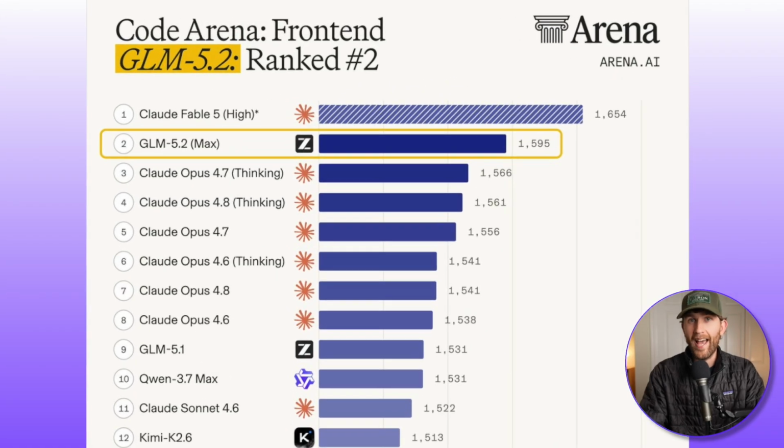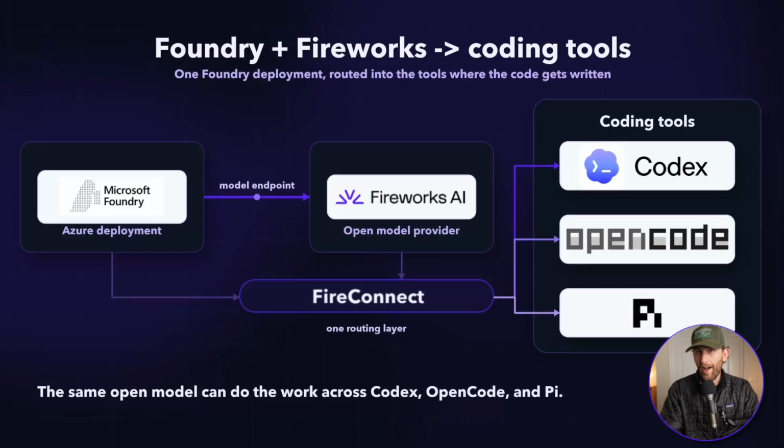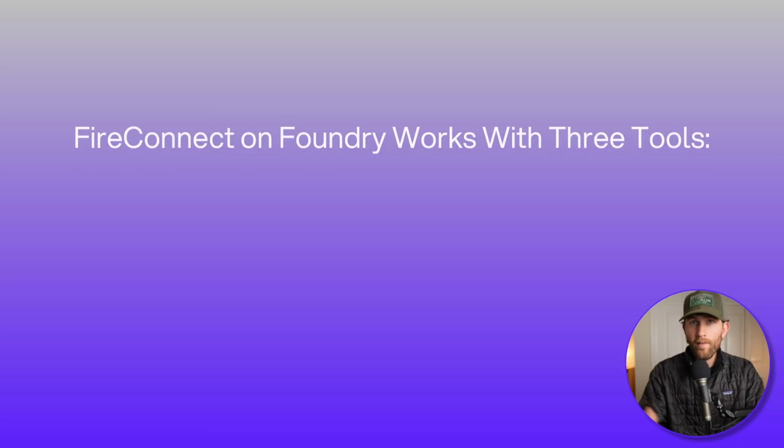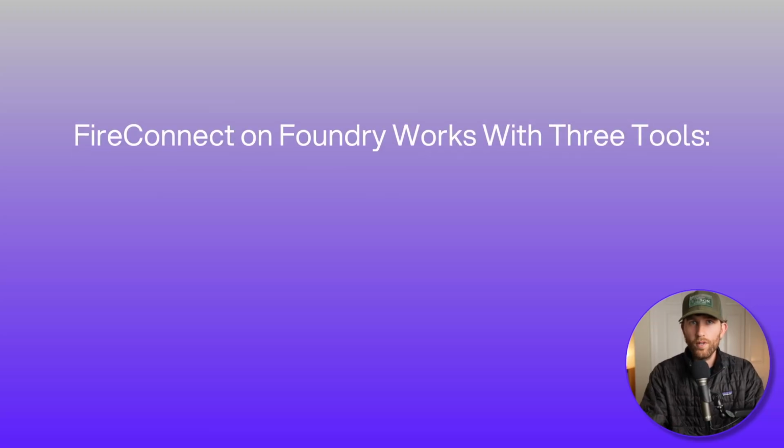Open models are going head-to-head with the big closed models on benchmarks now, but they run at a fraction of the cost. So with FireConnect on Foundry, you can have these open models doing the work in the harness you know and love while your bill goes down. Let me walk you through how to set it up. Right now, FireConnect works with 3 tools: Codex, OpenCode, and Pi. And we have Claude Code, VS Code, and Cursor on the way.